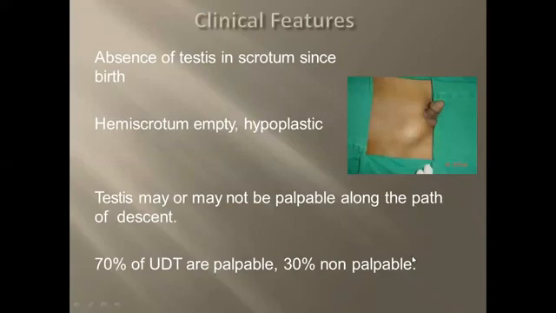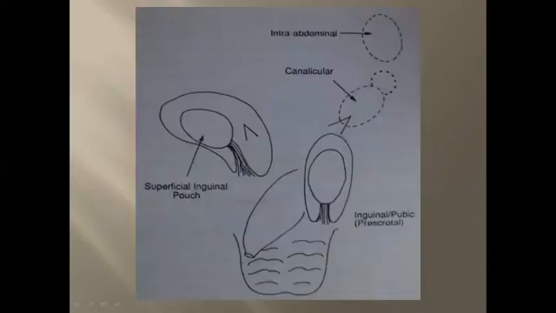What are the clinical features of an undescended testis? There is absence of the testis in the scrotum. If you see the child in the outpatient department, they are usually brought by their parents and they are anxious. When you examine this patient, you will see an empty hemiscrotum. If the patient presents late, there is generally a hypoplastic hemiscrotum. The testis may or may not be palpable along the path of descent; 70% of undescended testes are palpable, and only 30% are non-palpable.